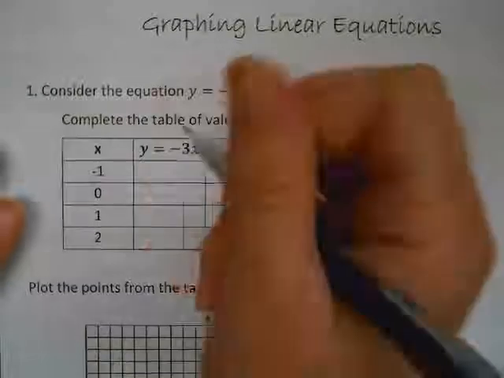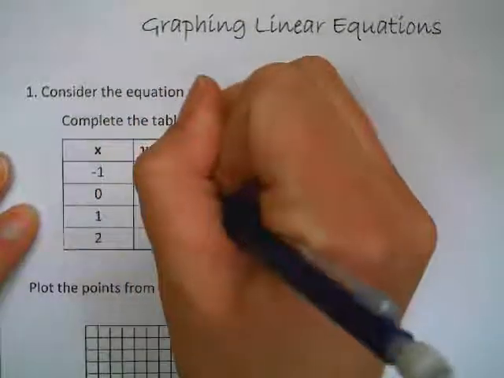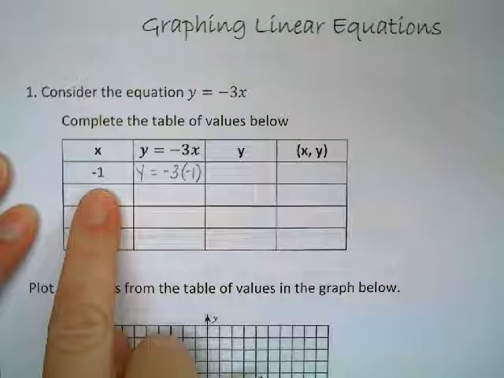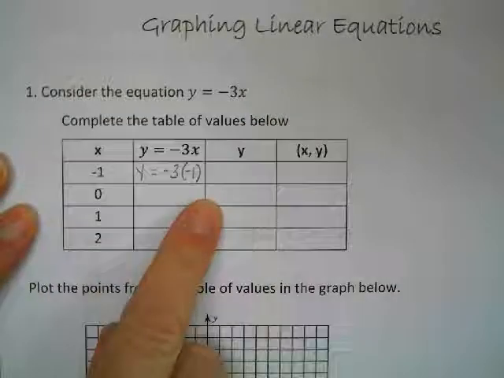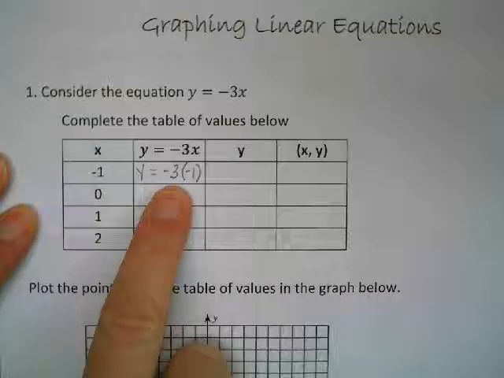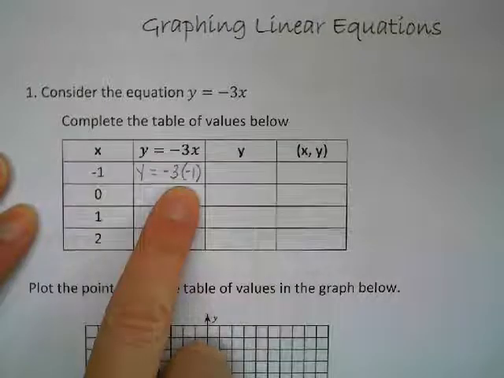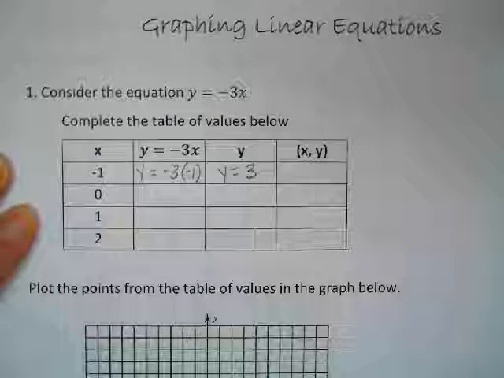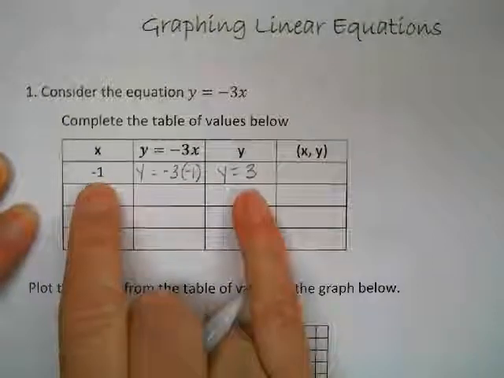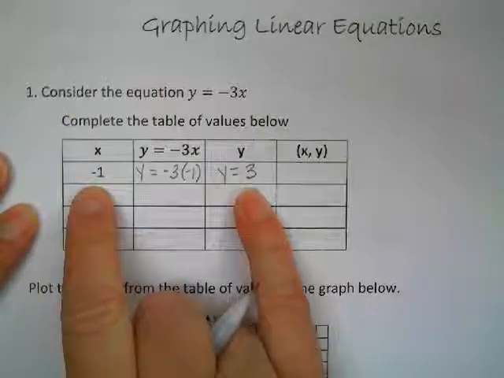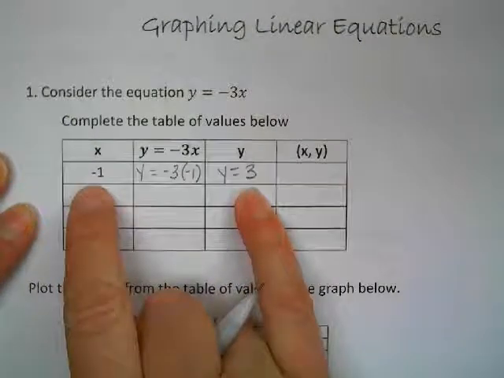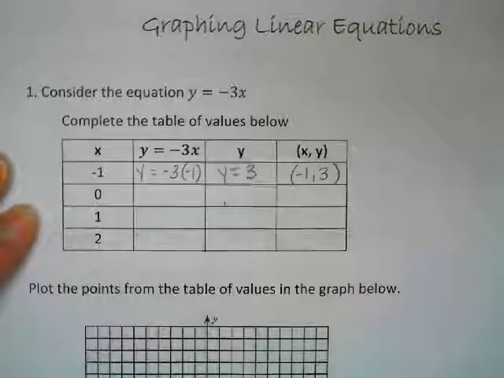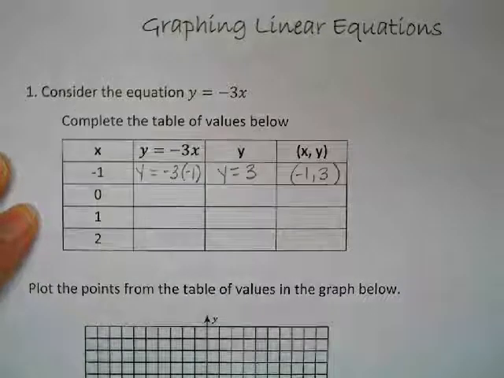So the next column, you're going to figure out what y is by taking negative 3 and multiplying it by the first x value, which is negative 1. Negative 3 times negative 1 is positive 3. So y equals positive 3. And then you write down your ordered pair in the last column. Negative 1 is your x, 3 is your y, so your ordered pair is negative 1, 3.